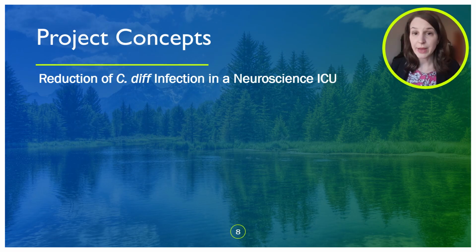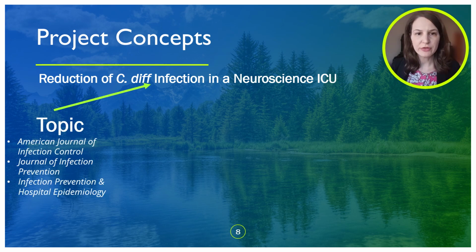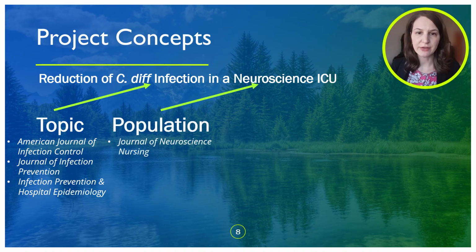Let's go back to our examples. After looking through the different resources, let's consider some potential journals you may have found. For the topic of infection prevention, you may have found journals like American Journal of Infection Control or Journal of Infection Prevention. For the neuro population, you may consider the Journal of Neuroscience Nursing.